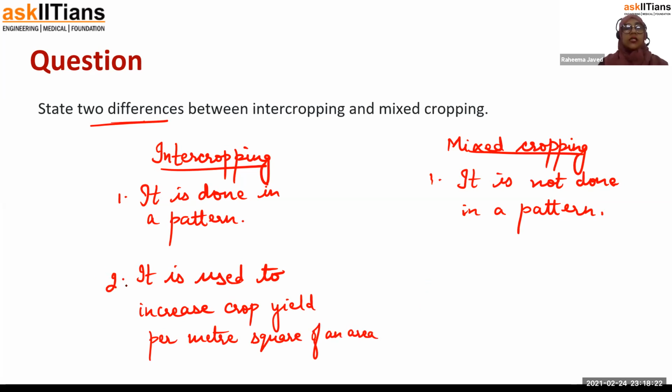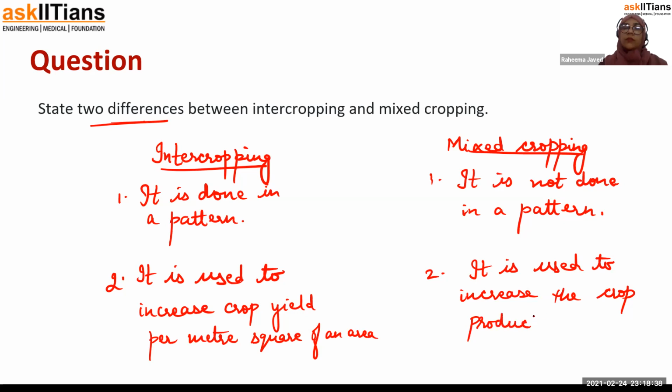Oh, sorry, this is the second point. And mixed cropping is used to increase the crop production, which is overall. Okay, so I'll just write it here: overall crop production.